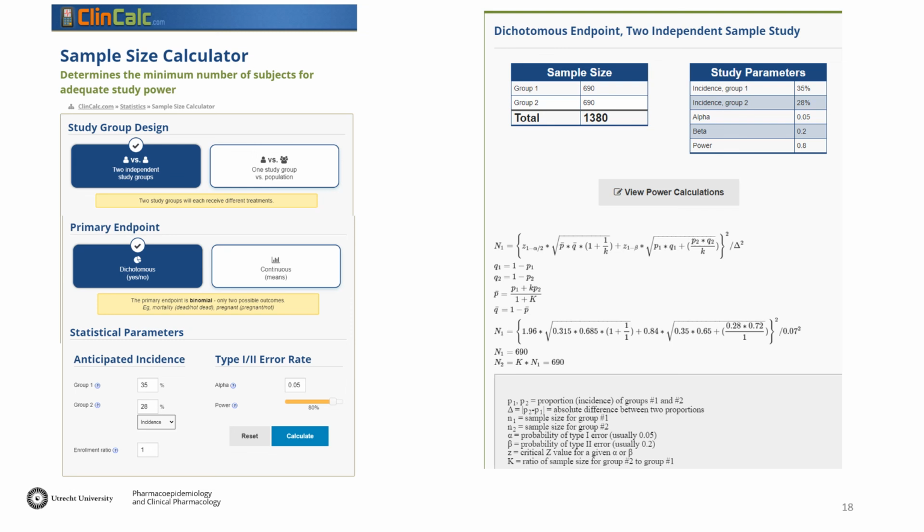It will also give you the study parameters, so the percentages, the alpha, beta, and power. And it will also show you the power calculations that you use to calculate the sample size that you need. So they have the formulas, and then how they use the formulas, and also what each of the things in the formula means. So this is very good, and it can also help you in calculating sample size if you need.